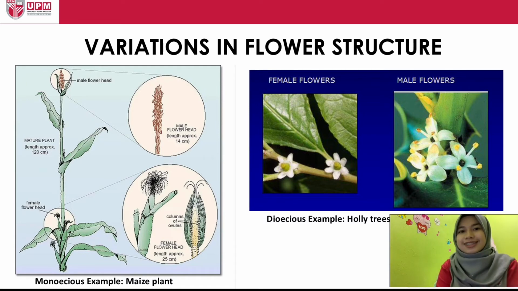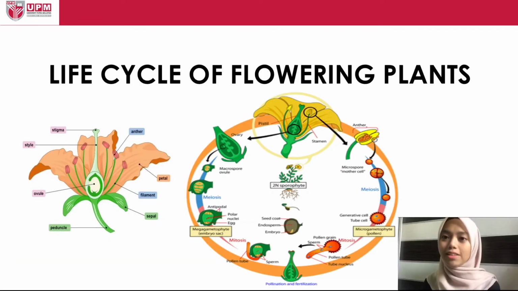So that's it. Flowering plants, also known as angiosperms, produce microspores and also megaspores. The microspores will become the male gametophyte, or the pollen grain, and the megaspores will become the female gametophyte, or embryo sac. We move on to the next slide.